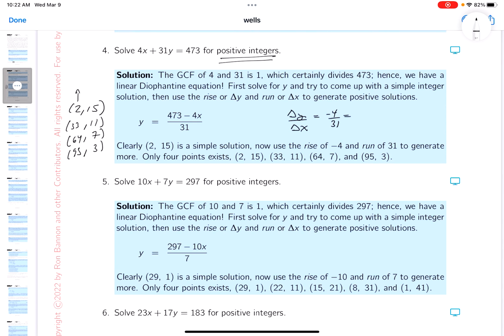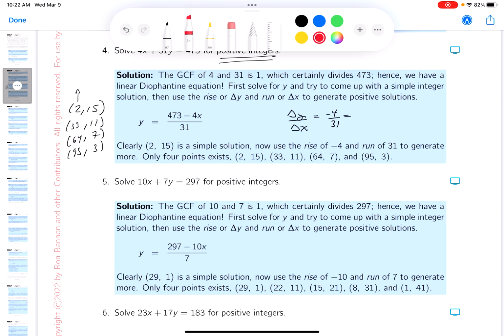Let's get the red pen out and see if they got those answers. Do they have 2, 15? Yes. Do they have 33, 11? Yes. Do they have 64, 7? Yes. Do they have 95, 3? Yes.